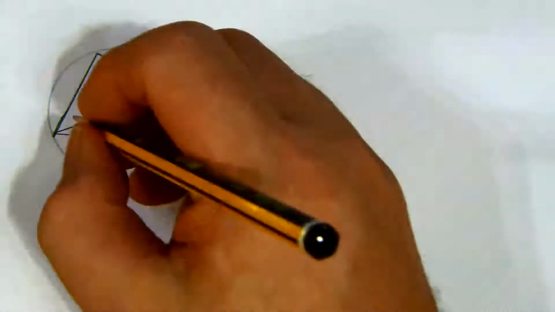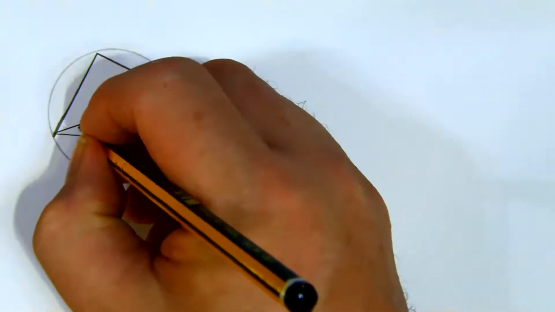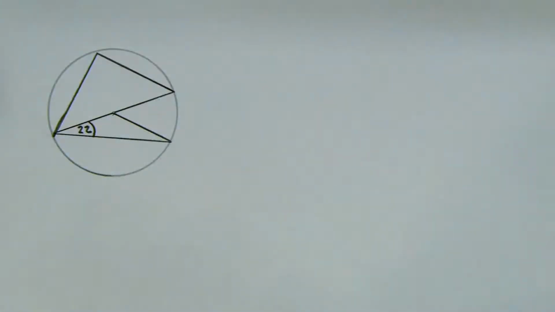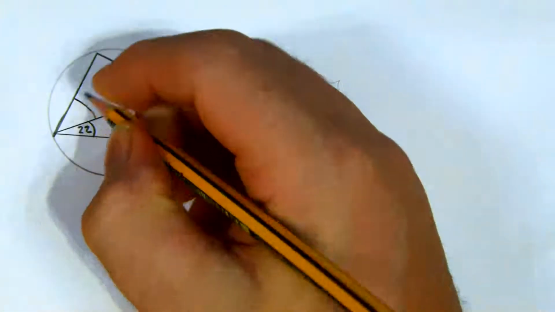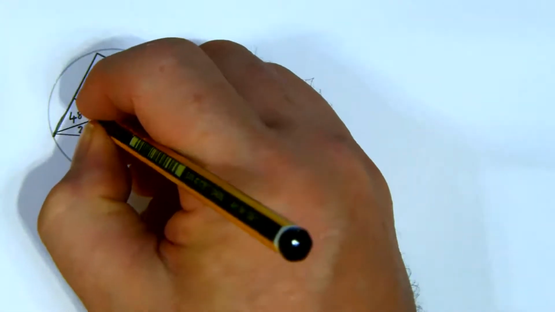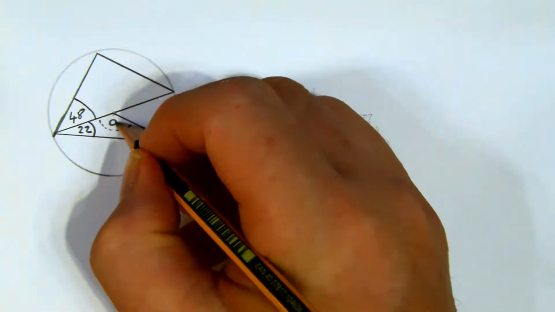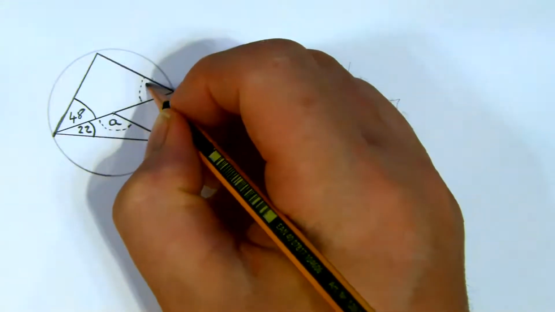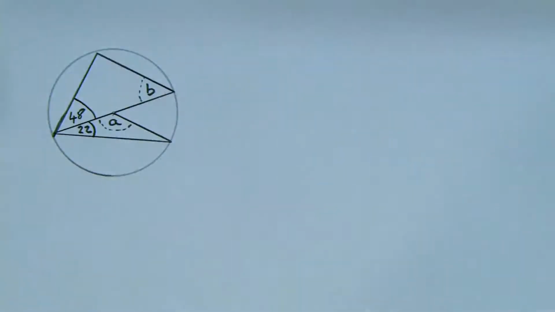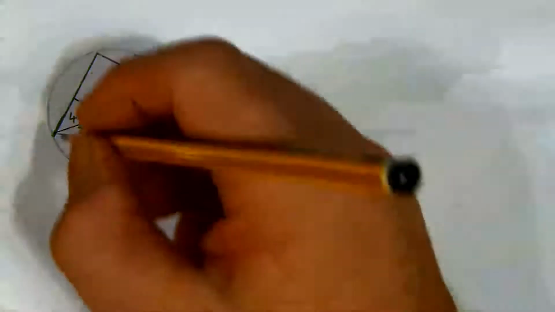Right, so let's see what we would know if we're given a problem like this. Well, let's suppose we're given this angle as 22 degrees. And we'll have this angle at 48 degrees. And we'll be asked to work out what angle A is and what angle B is. Yeah, another typical problem.